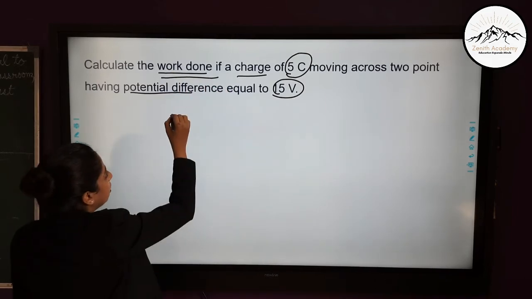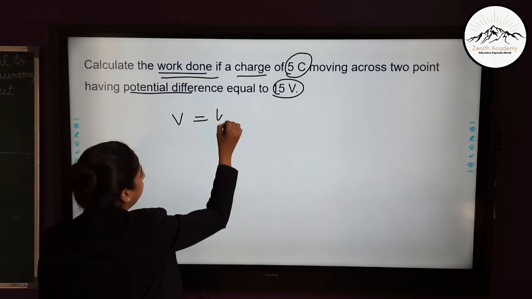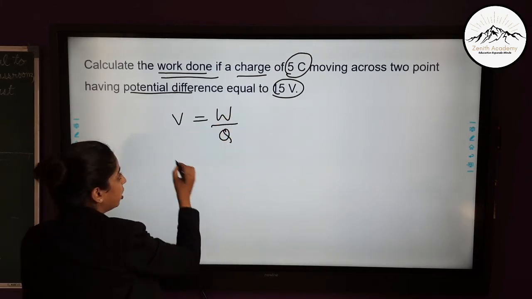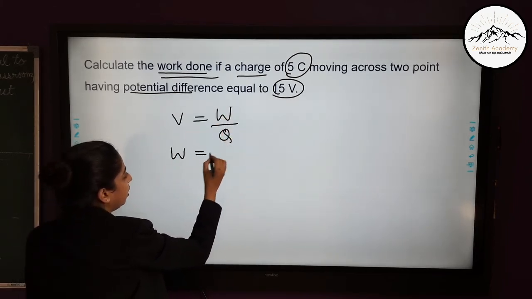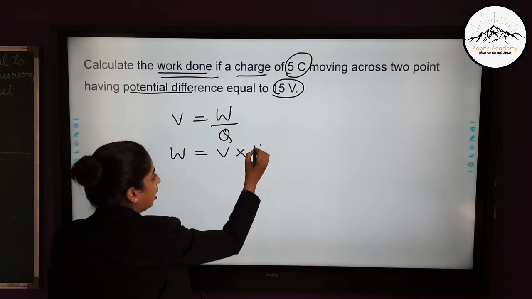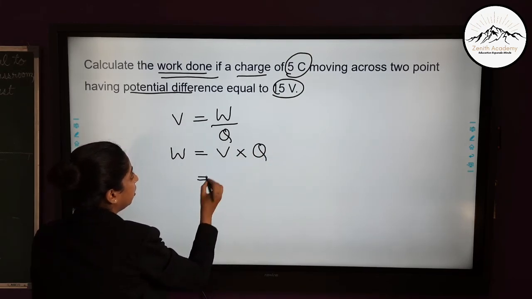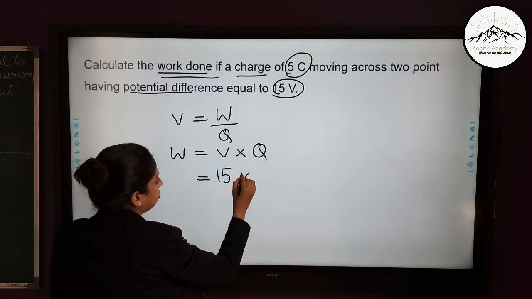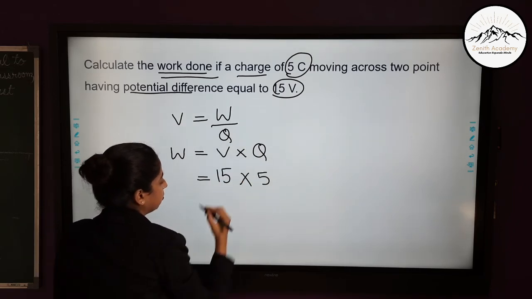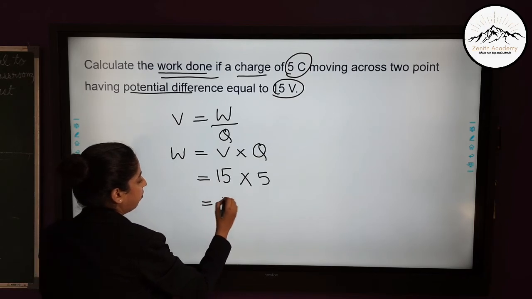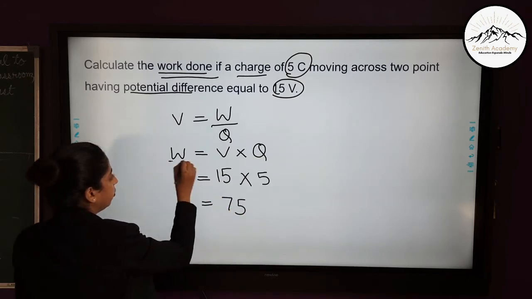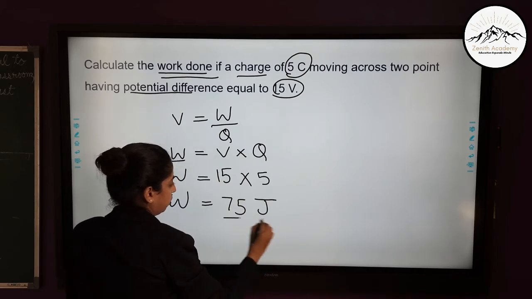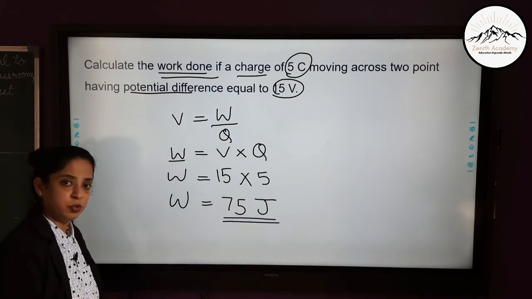Now we know that V is equal to W upon Q, that is potential is work done per unit charge. So we can say work done will be V multiplied by Q. So what is your potential difference? 15 and your charge is 5. So 15 into 5 would be 75, and what is the unit of work done? Work done is in joules. So the answer is 75 joules.